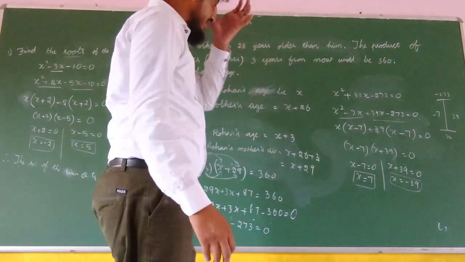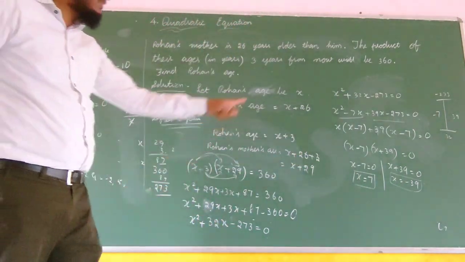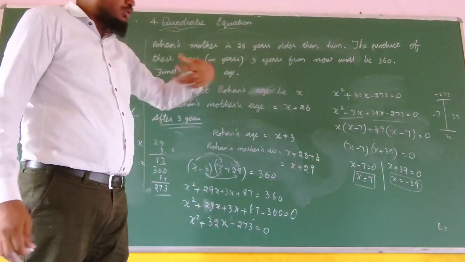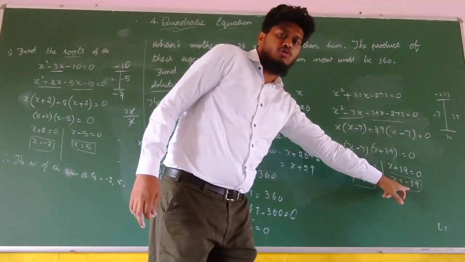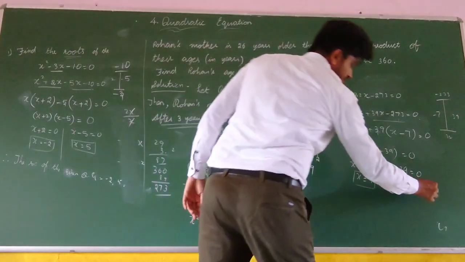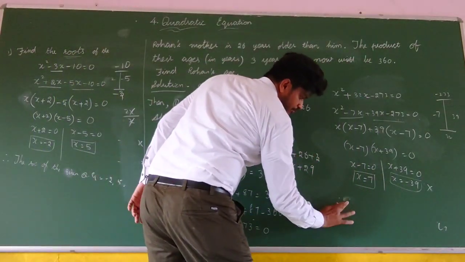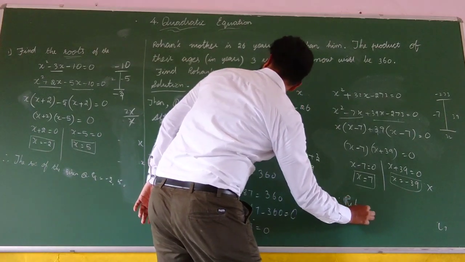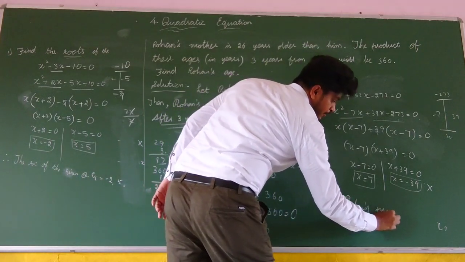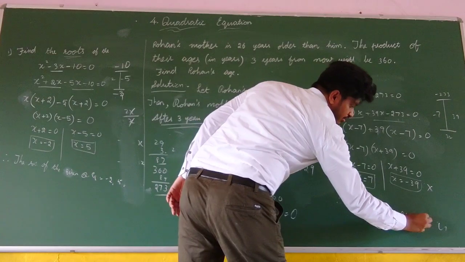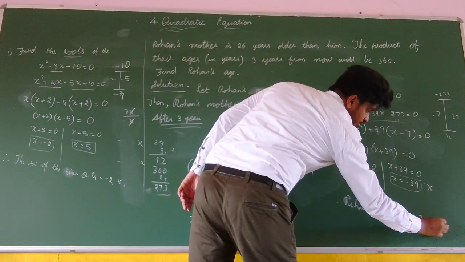So definitely we know that here x is Rogan's age, right? Now we can't give a negative value for age. So by rejecting this, we get Rogan's value. Therefore, Rogan's present age is equal to 7 years old.